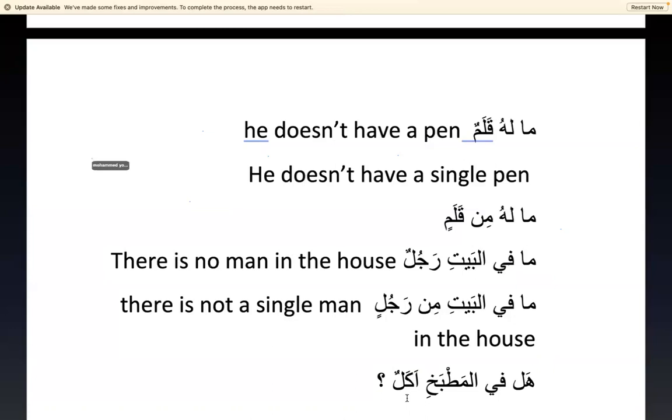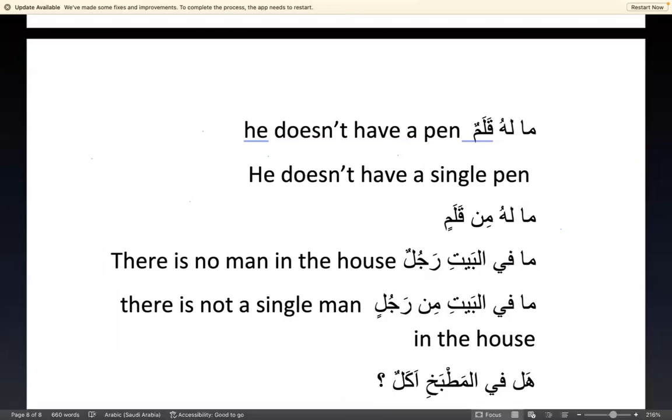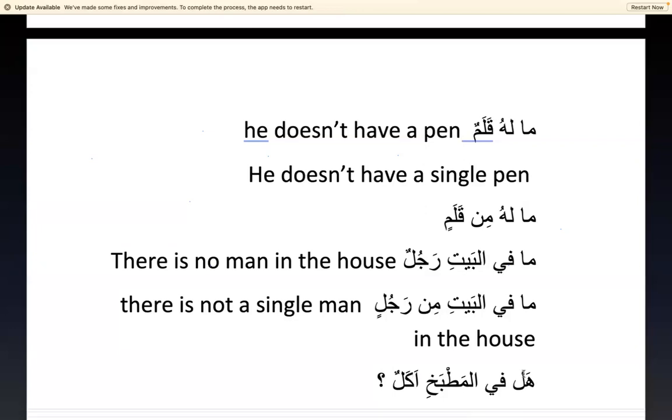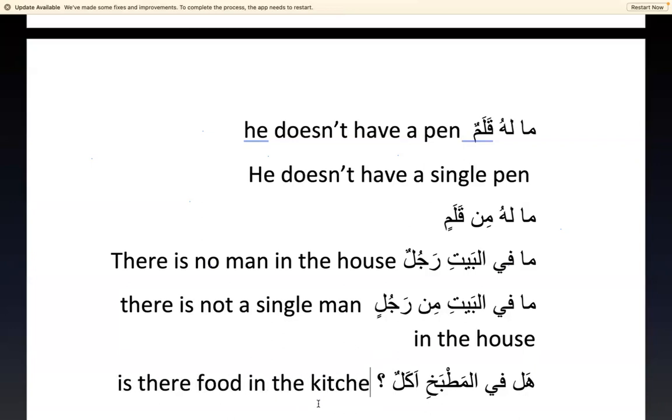Say there is food. You'll put "there", like I told you, whenever you have fee something. So you say there is food in the kitchen. Now, make it a question sentence with hal. There is food in the kitchen. How will you make it a question? Is there food in the kitchen? Right.